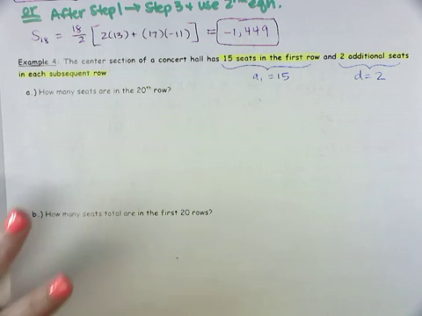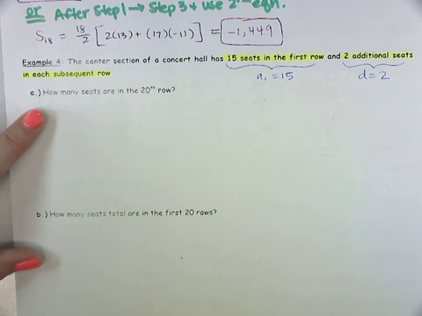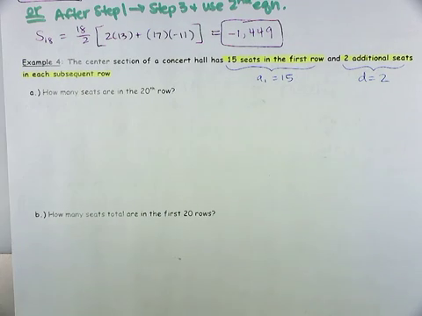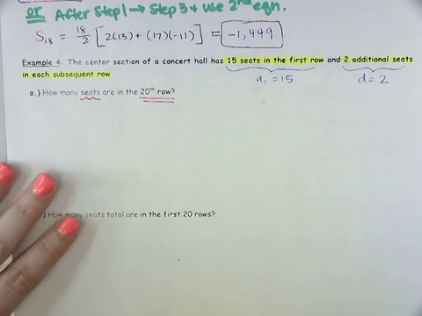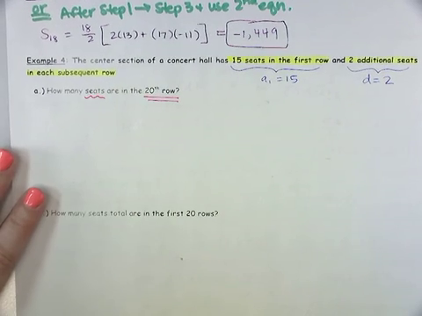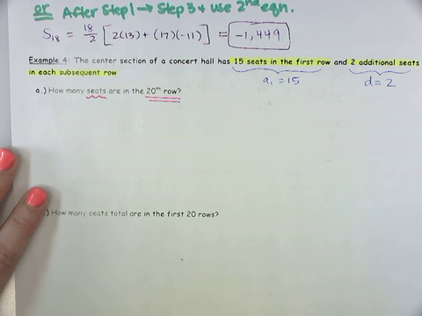I'll show you how you can use the formula in order to do that. You want to ask yourself for part A, if it says how many seats are in the 20th row, ask yourself, are they looking for a sum or are they just looking for a term? So if it's the 20th row, just the seats in the 20th row, is that going to be a term or a sum?